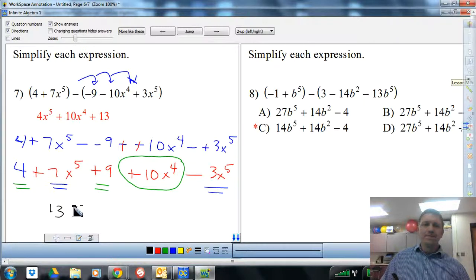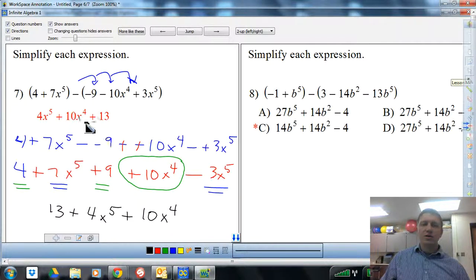And I get 13. Then I get 7 goes together over here with a minus 3. 7 minus 3 is plus 4x to the 5th. And then we finally add this one on, just kind of tack it on to the end, and we get 10x to the 4th.